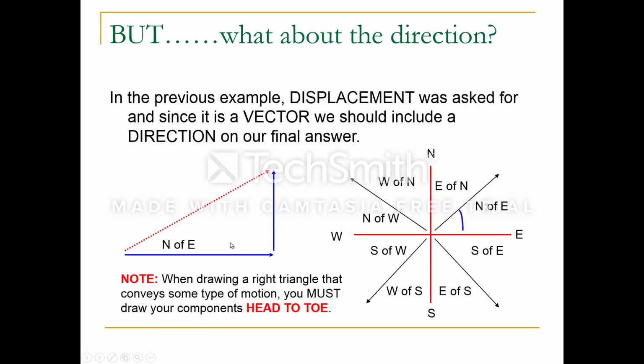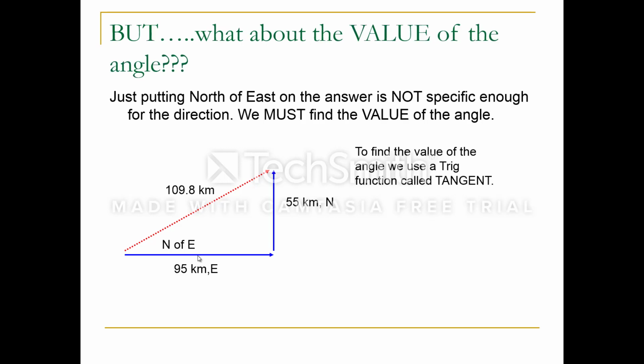However, when you look at this angle, it says north of east. That doesn't tell me which way I'm traveling. I just know I'm going north of east. So I would face east and then go a little bit north, but how much is a little bit north?